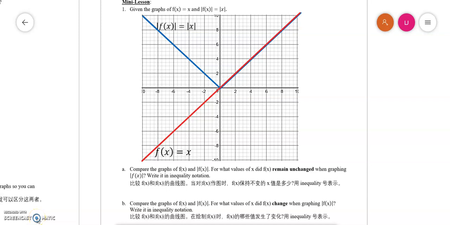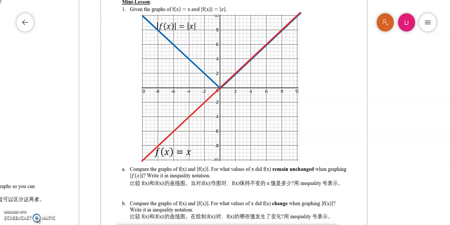Alright guys, we're going to work with absolute value functions and piecewise functions today. So this was the graph you should have made for your starter. A graph of f of x equals x, which is the red line, and f of x equals the absolute value of x, which is the blue function that you can see. So let's analyze these functions.